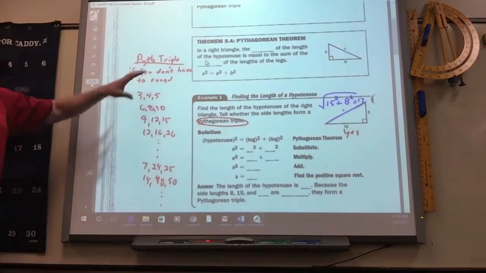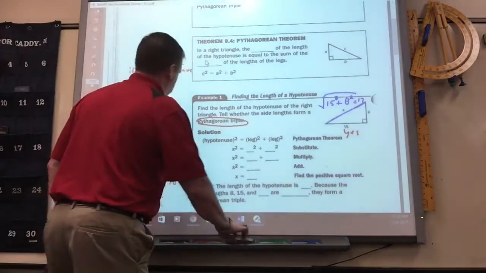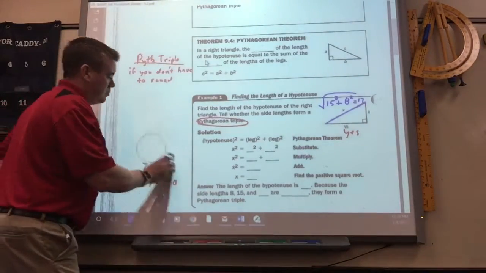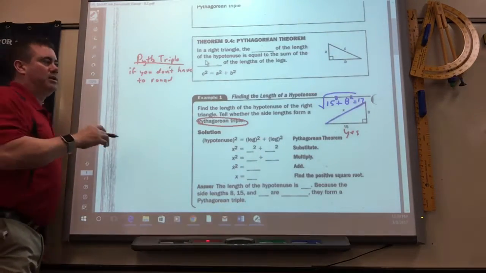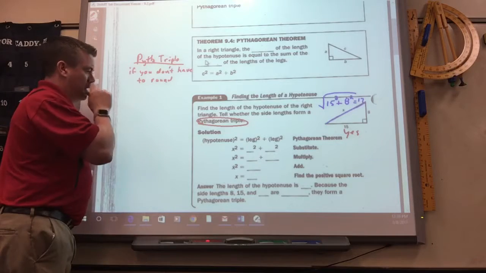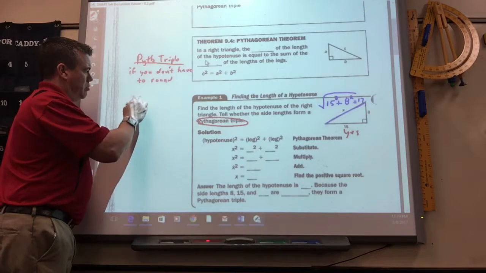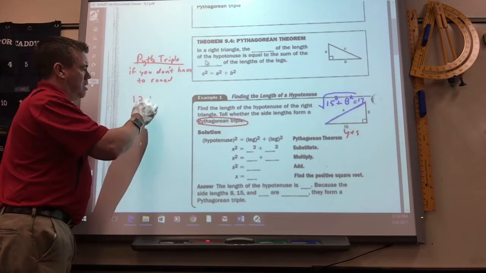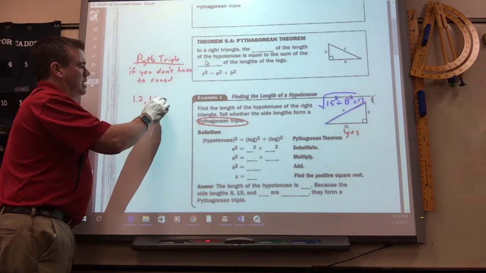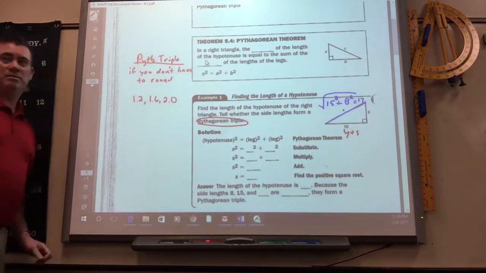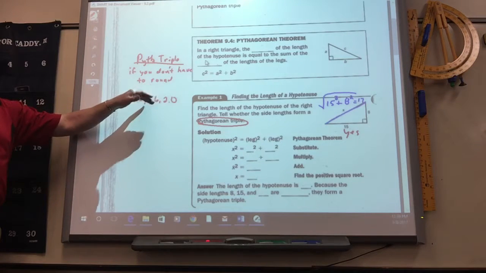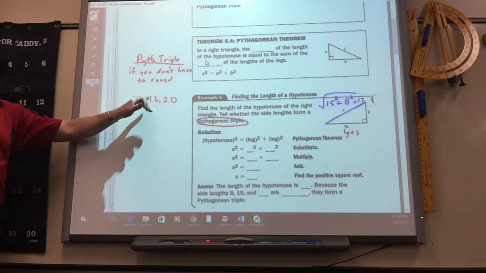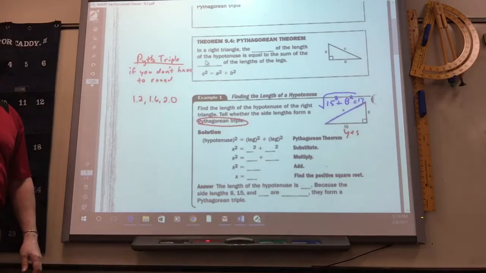They don't always have to be whole numbers though. As long as they're not rounded, you could have a 1.2, a 1.6, and a 2.0. Okay? These are decimals, but they haven't been rounded. So this is also a Pythagorean triple. Okay?